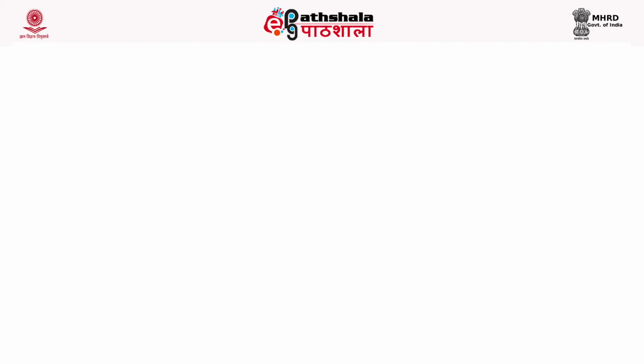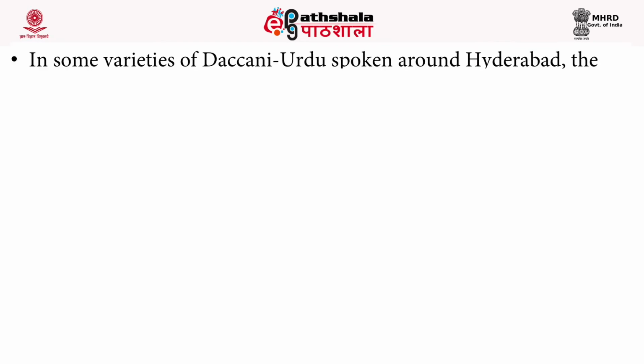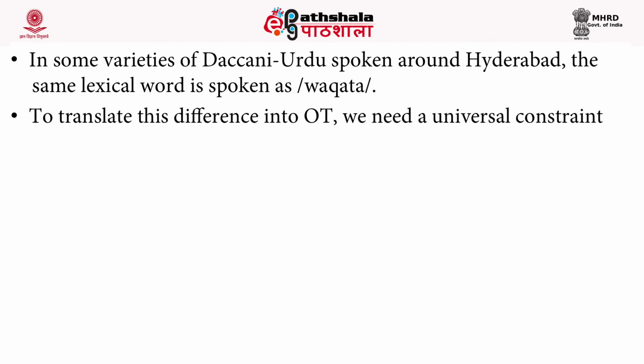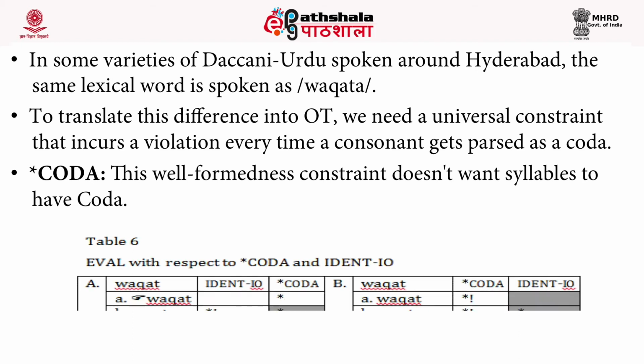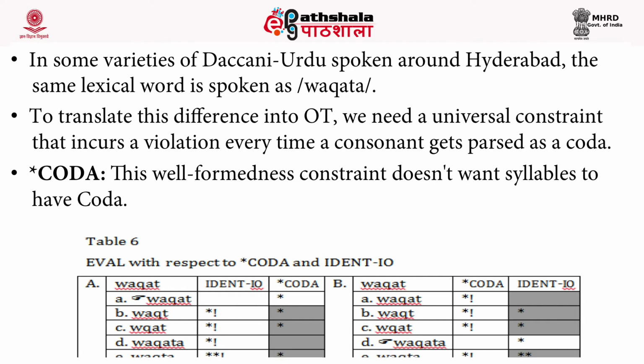Now, in some varieties of Dakhani Urdu spoken around Hyderabad, the same lexical word is spoken as Waqta. Now, there is another word, Waqta. To translate the difference into OT, we need a universal constraint that incurs a violation every time a consonant gets parsed as a coda. Whenever you have a consonant in the coda position, no coda gets violated. So no coda is another markedness constraint, a well-formedness constraint which doesn't want syllables to have codas.